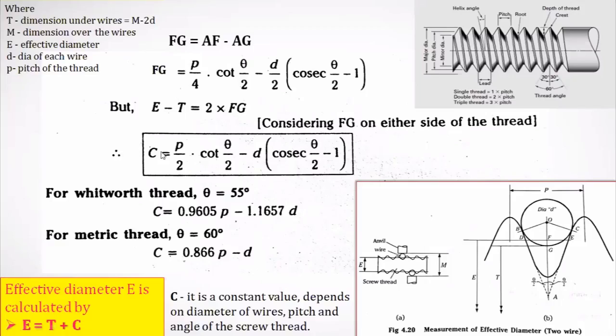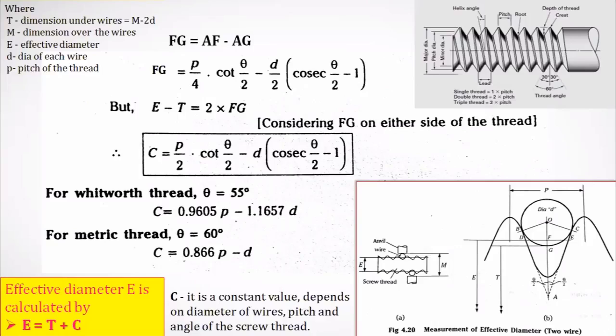So finally the equation, the value of C will be P by 2, because here 2 times this FG, it is being multiplied, right? For this equation, FG is equal to P by 4 cot theta by 2 minus d by 2 cosecant theta by 2 minus 1. This is being multiplied by 2. If it is being multiplied, this will get cancelled. So finally you're going to get P by 2 cot theta by 2 minus d cosecant theta by 2 minus 1. So this is the final equation. Till this equation, you have to do the derivation or the equation what you have to get from the main image. This is important.